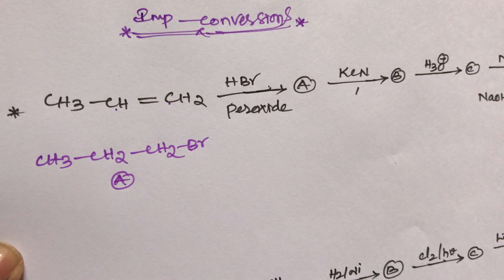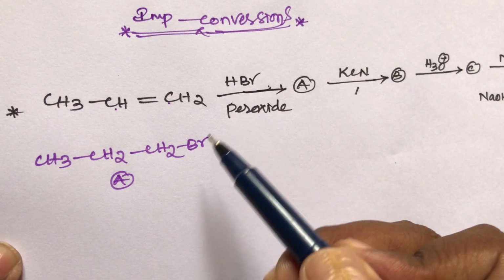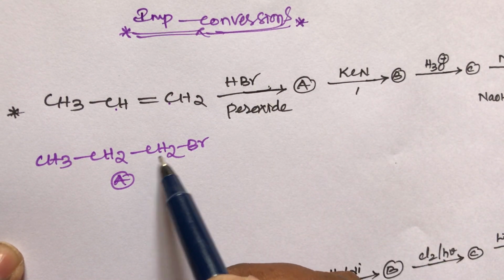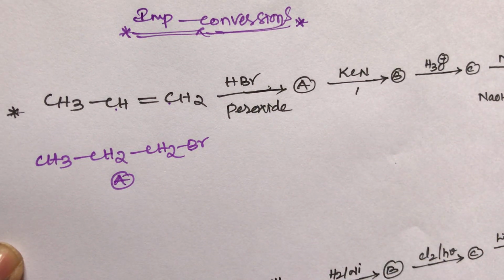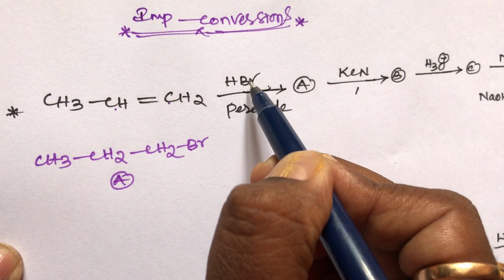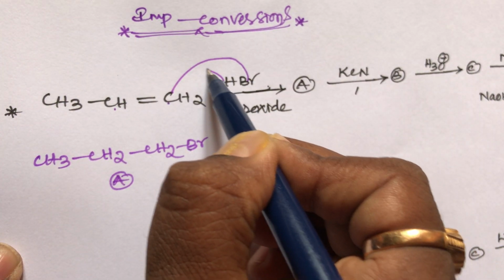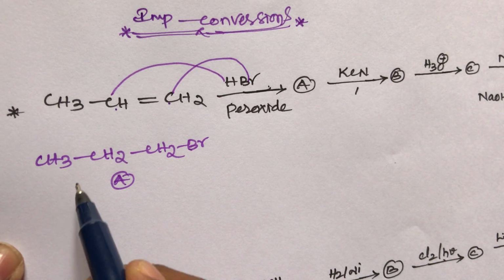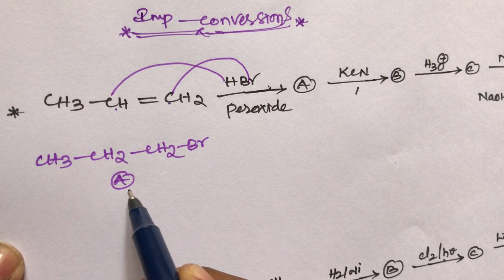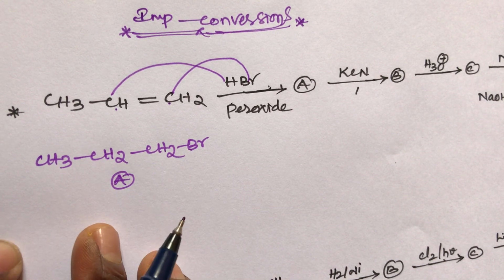This reaction follows the anti-Markovnikov rule. According to the anti-Markovnikov rule, Br will attack the carbon which contains more number of hydrogens, and hydrogen will attack the carbon which contains less number of hydrogens. We get CH3 CH2 CH2Br, that is 1-bromopropane. The A compound is 1-bromopropane.